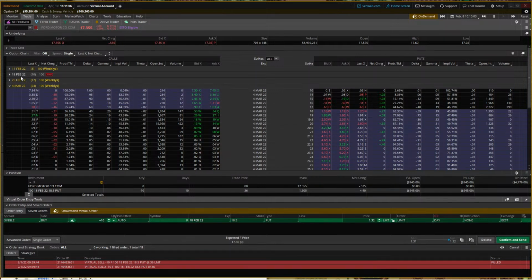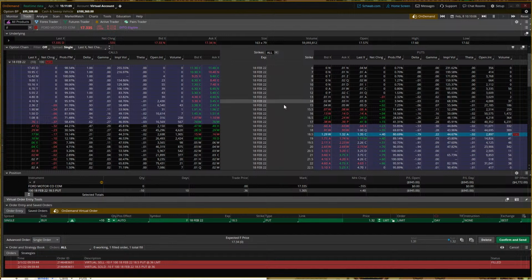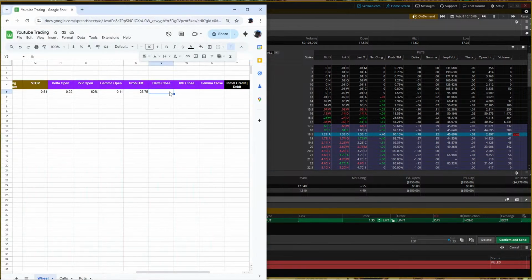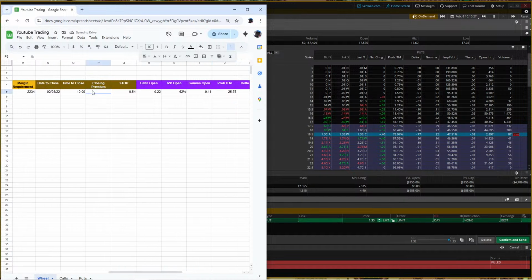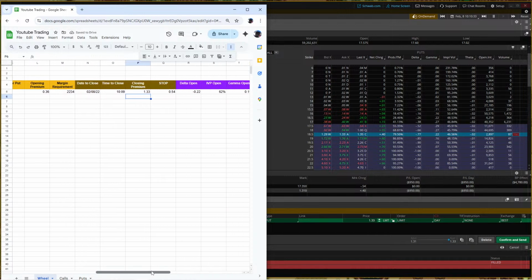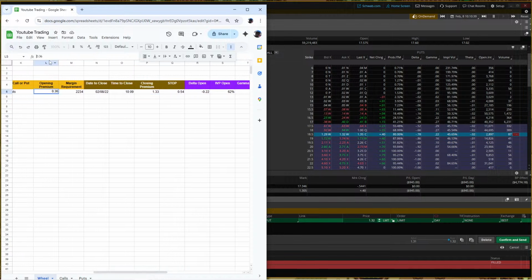Why are you not on here? There it is. Okay, delta at close is going to be 0.78. The volatility is going to be 45.81, and gamma is going to be 0.22. Our closing premium is going to be 1.33. If you're selling, you're always going to be a negative for accounting purposes because it's a credit. But there we go.